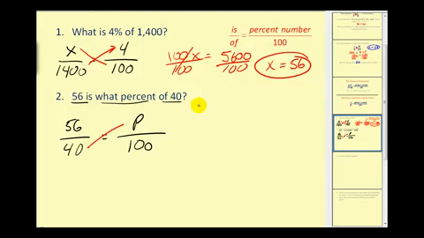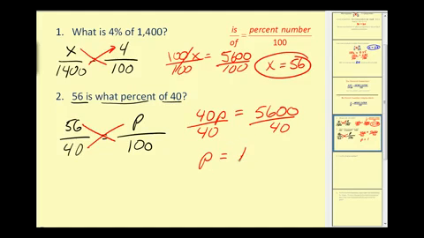From here we perform cross products. 40p equals 5,600. We divide by 40. P equals 140. However, remember the question was what percent? So our final answer will be 140%. And that's why I like to use the variable p when we're looking for the percent. So let's read this. 56 is 140% of 40, which does make sense because this number is more than 100% of 40. Let's try another.